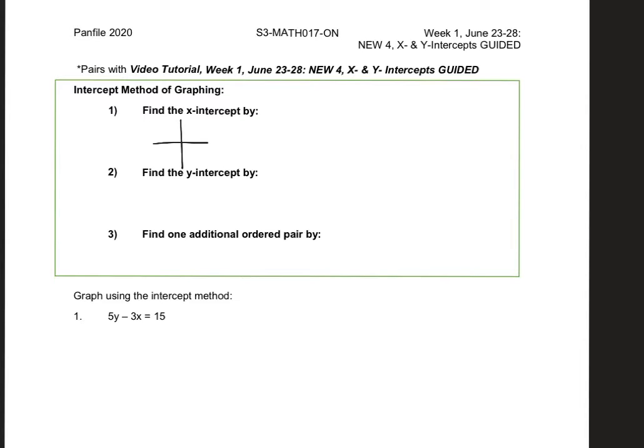If we look at the x and y axis, we know that the x-axis is the one that I'm darkening here. And if I'm looking at any given line, the x-intercept is going to be where that line hits that axis. So in this case, the x-axis. The way we would find that intercept is by letting y equal 0. Yes, it is exactly the opposite of what you would think. If we want to find the x-intercept, we actually let y equal 0.